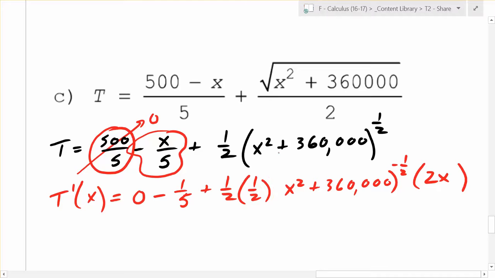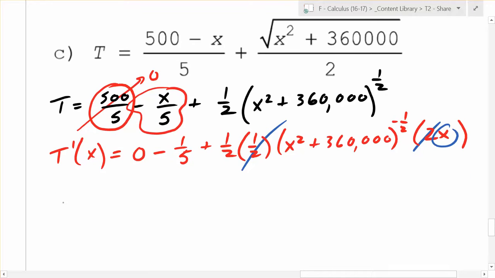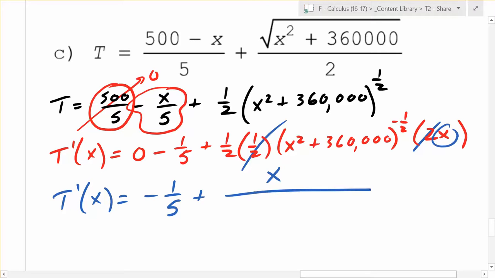I like changing colors a little bit. Let's change it to this. This 1/2 cancels with that 2 right there. Don't forget this x though, right? So what do you end up with? T prime of x is equal to negative 1/5 plus, what do we end up with here? What ends up on the top of this? x on top, and then what ends up on the bottom? What's on the bottom?